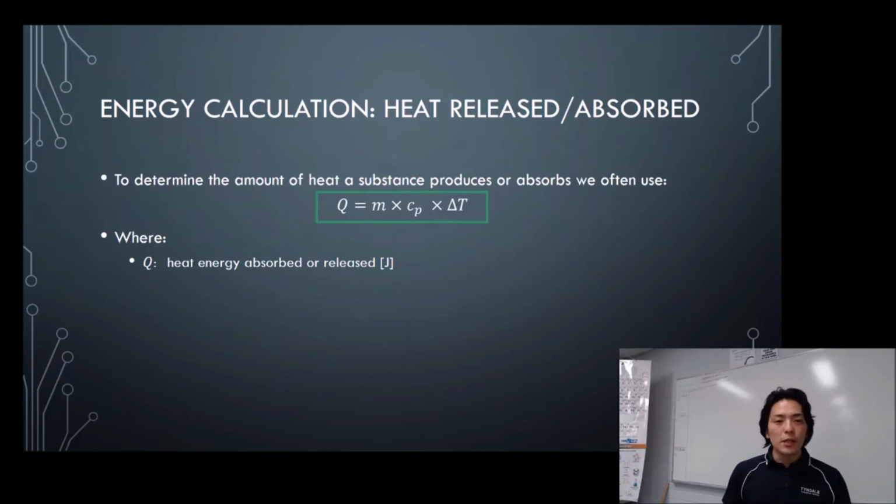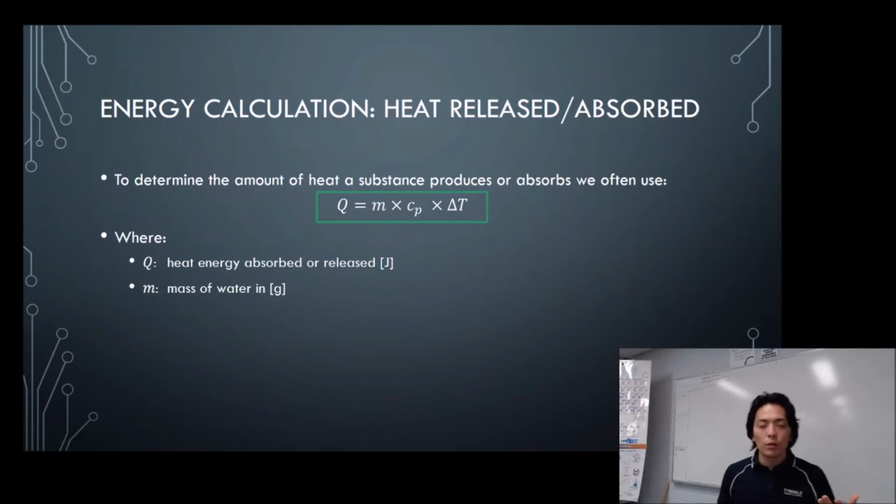This number itself is a modulus, so it doesn't have a positive or negative value to it. So you can calculate from that point how much energy was moved from one place to another. So in your answer, you have to say either 500 joules was released or 500 joules was absorbed. m is the mass of water.